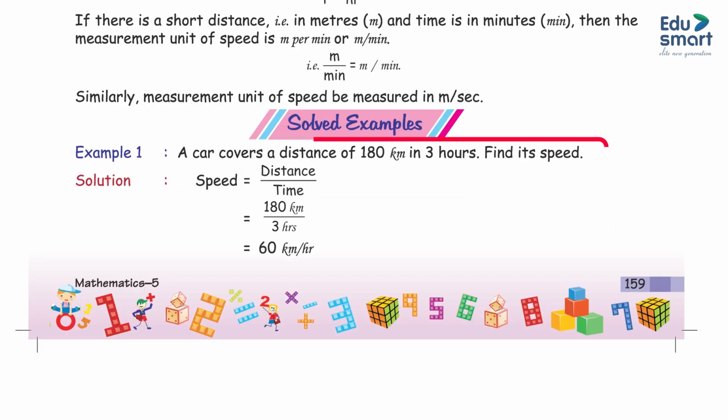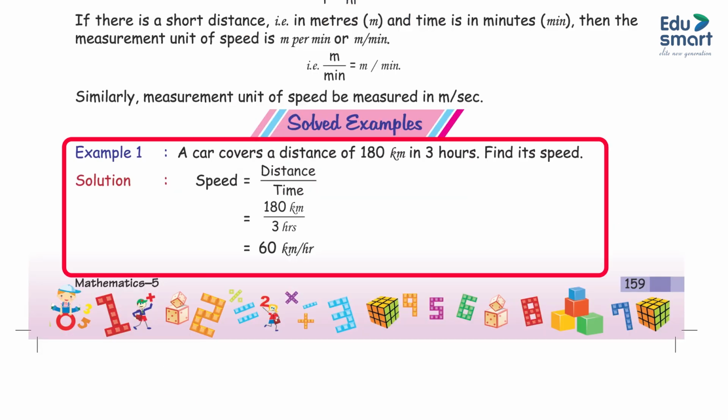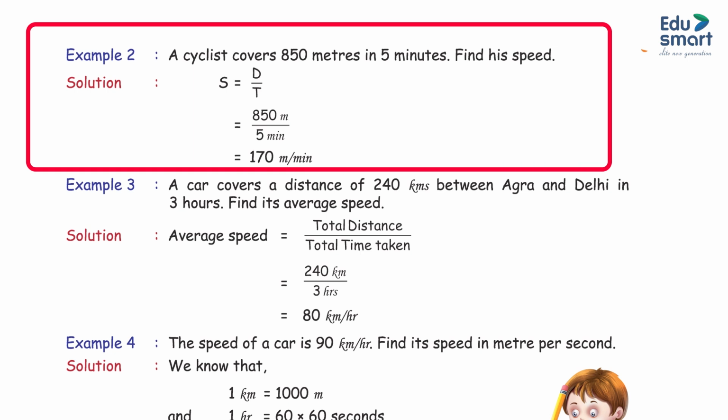Solved example. Example 1. A car covers a distance of 180 km in 3 hours. Find its speed. Solution. Speed equals distance upon time equals 180 km upon 3 hours equals 60 km per hour. Example 2. A cyclist covers 850 meters in 5 minutes. Find his speed. Solution. S equals D upon T equals 850 meters upon 5 minutes equals 170 meter per minute.